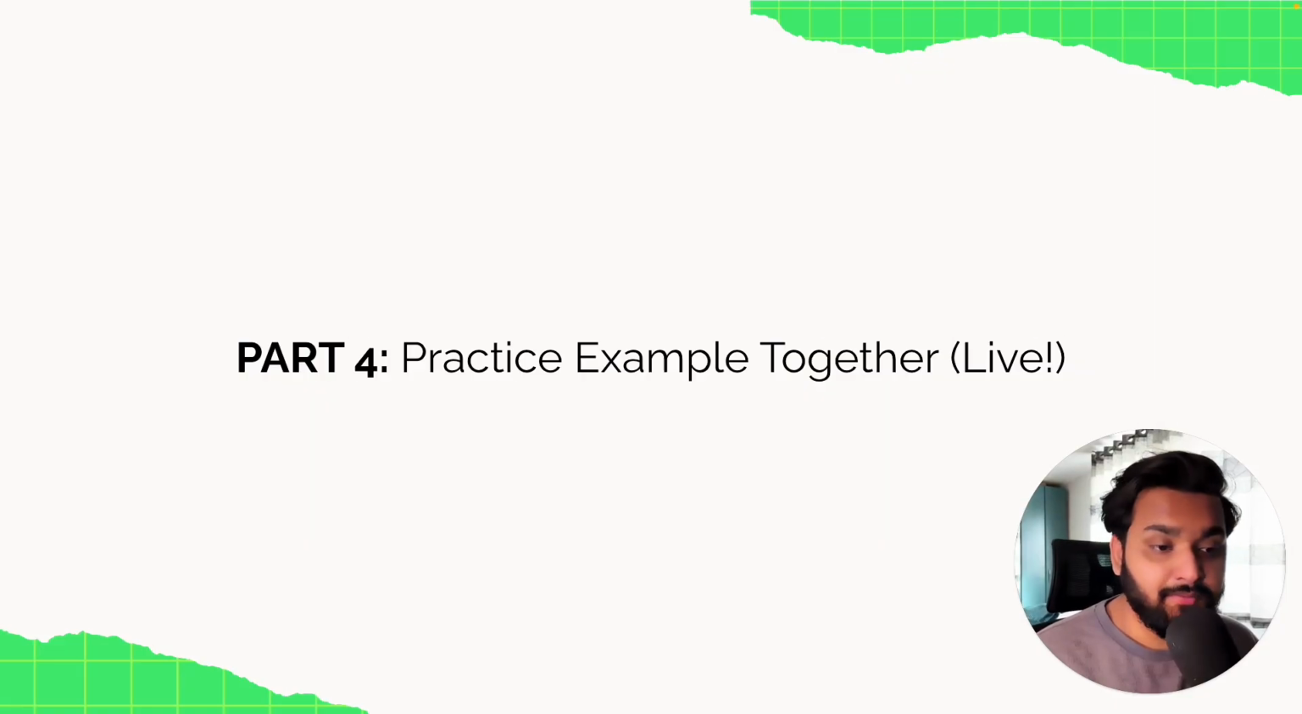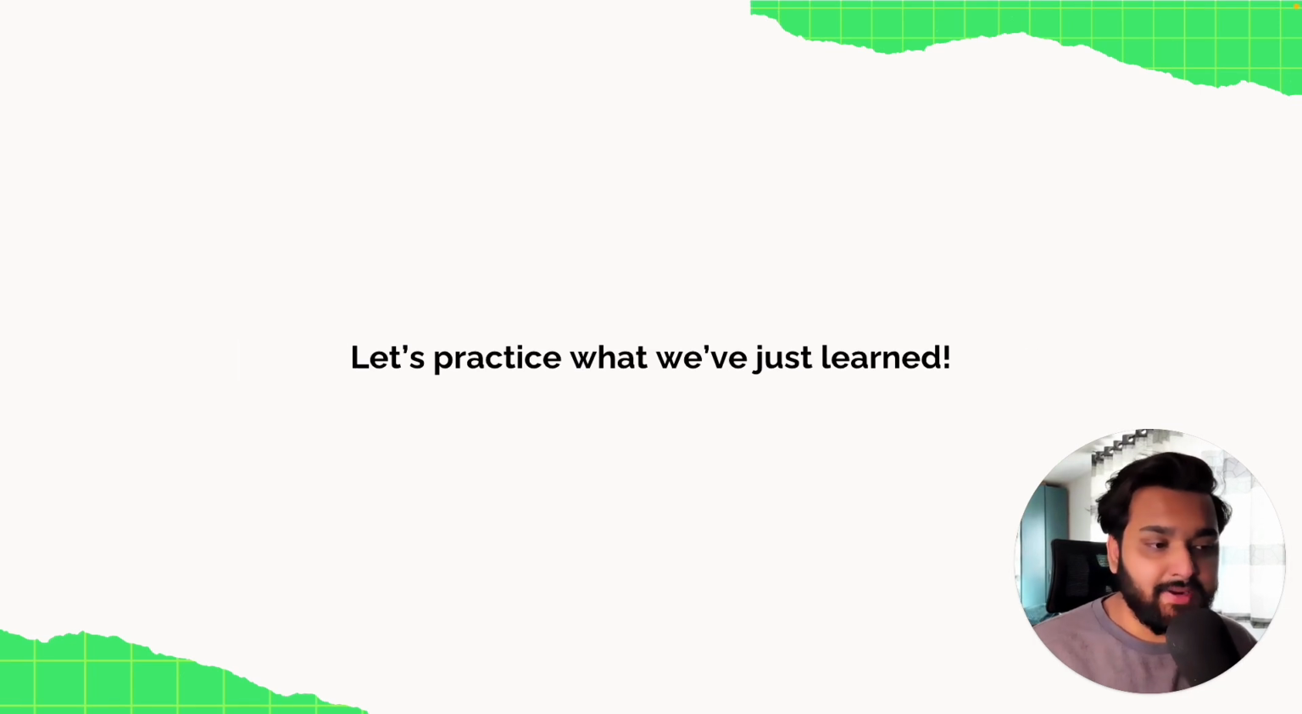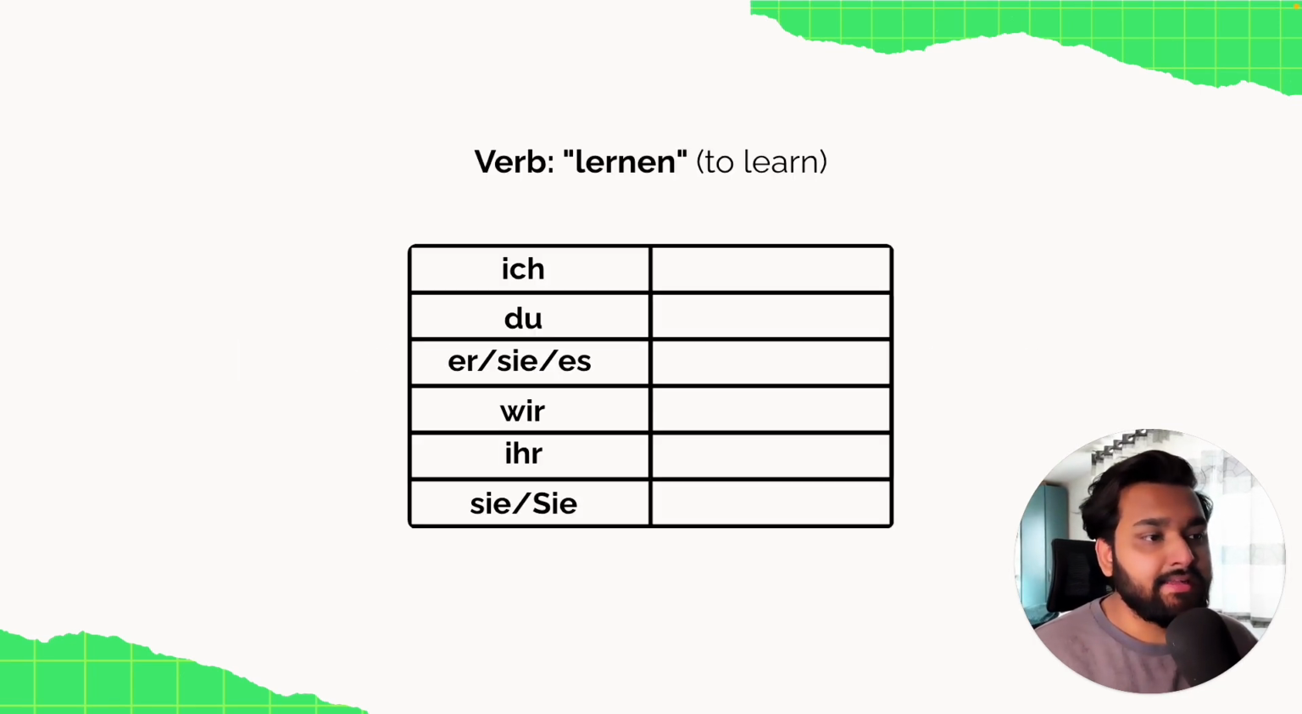Now let's continue with part number 4, which is practice example together, live. So let's practice what we have just learned. Verb, lernen, to learn. Now what you have to do is conjugate the verb lernen for each of the personal pronouns. At first I will give you 3 seconds for each, and then we'll reveal the answer.